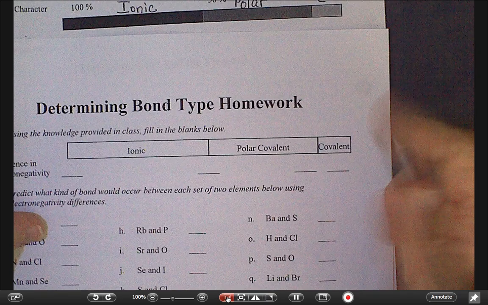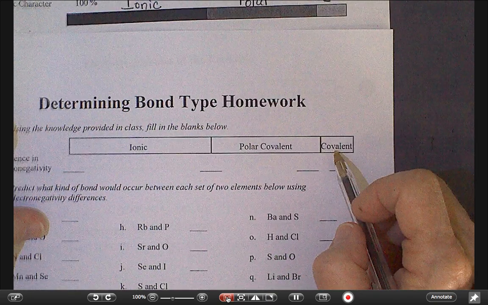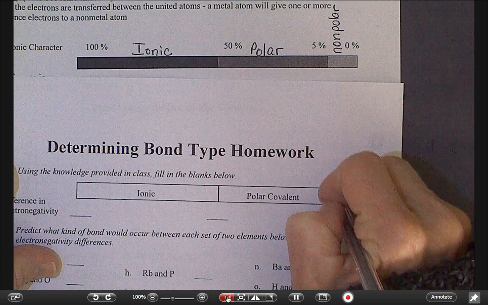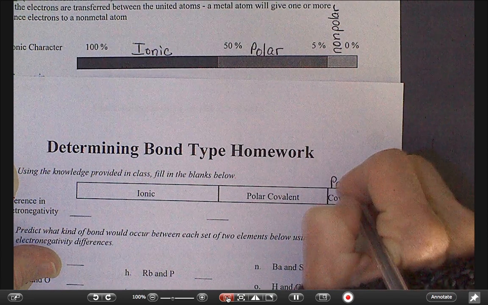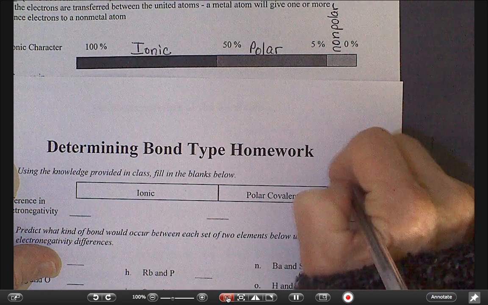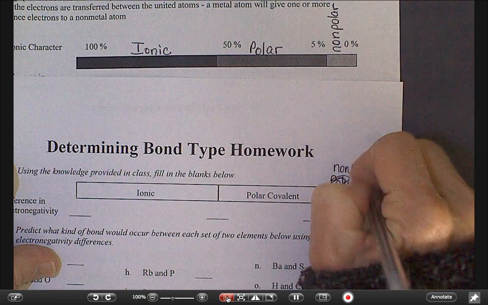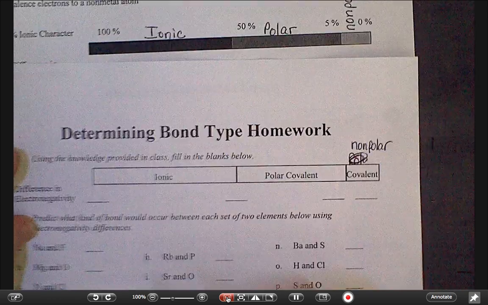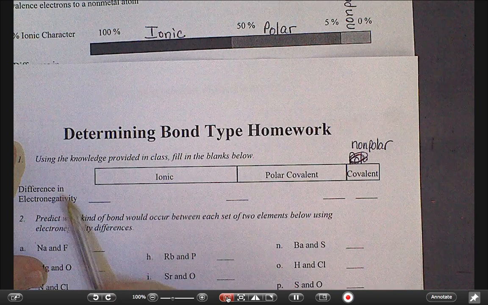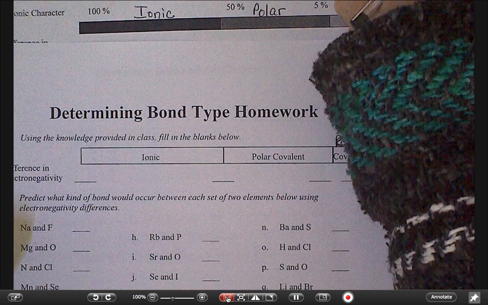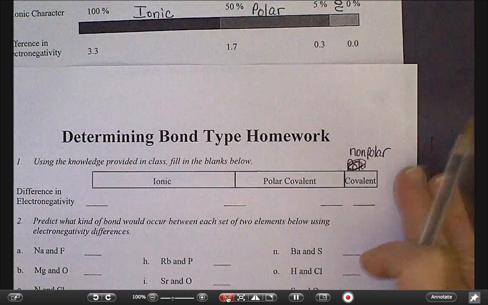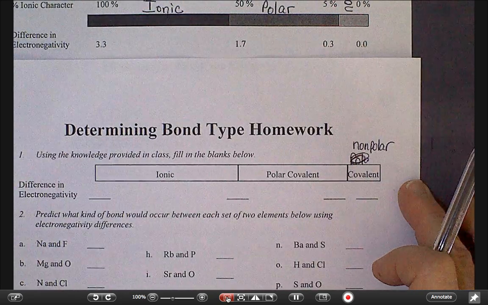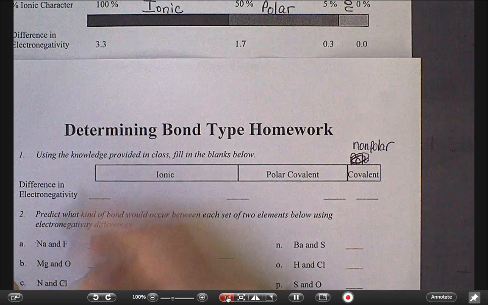Now then, you see here they only have covalent? Alright, please write polar. Nonpolar. Yeah, nonpolar. Okay? Fill in your difference in electronegativity character. That's what these values are underneath the little scale, is the difference in electronegativity.